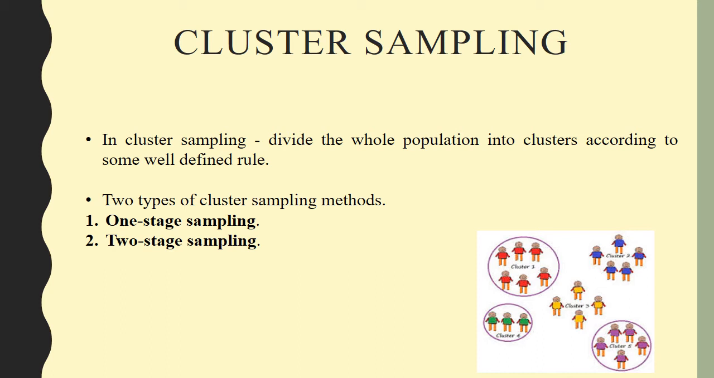So that is, you are trying to divide the population into clusters. So in cluster sampling, the elements within the clusters are heterogeneous. That is, they are different, but there is a homogeneity between the clusters.